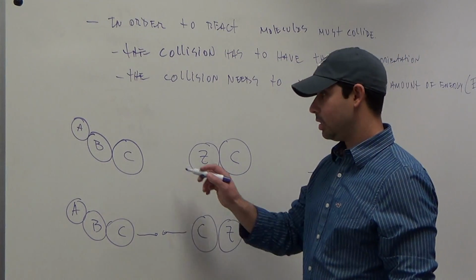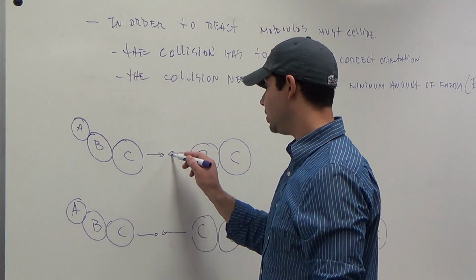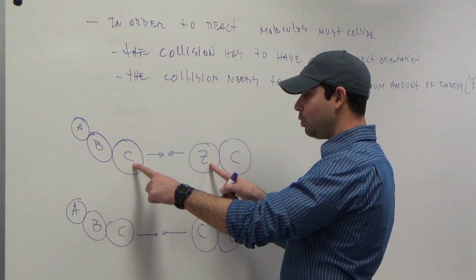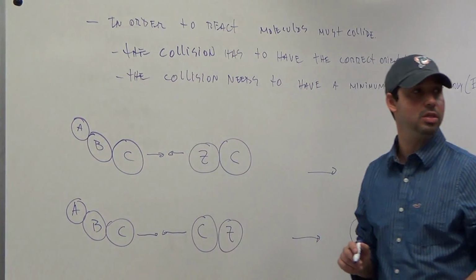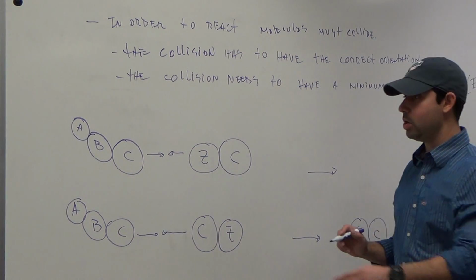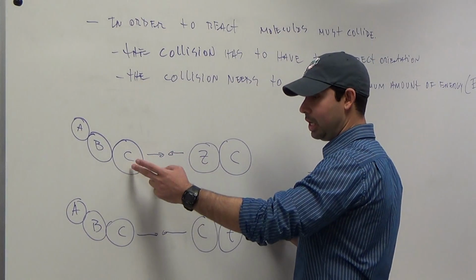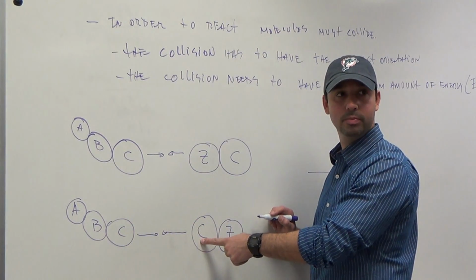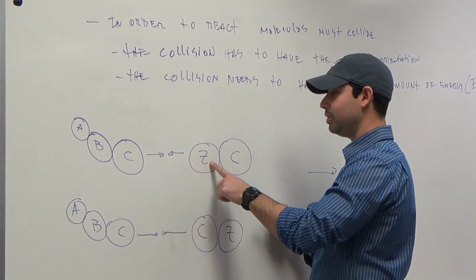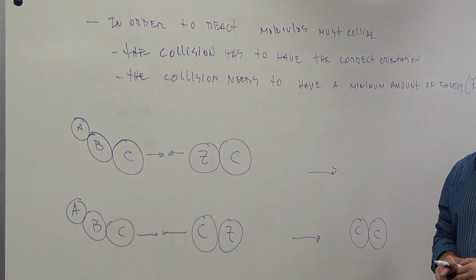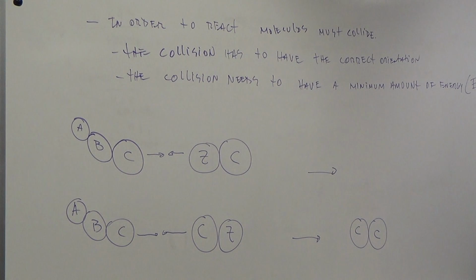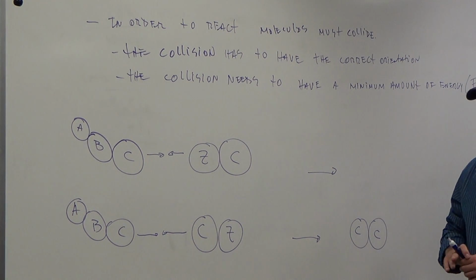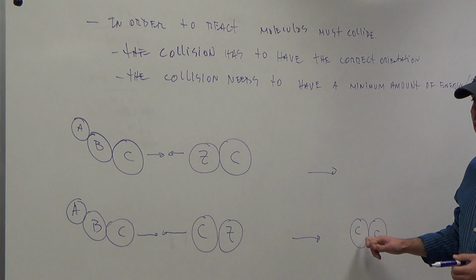And as this C approaches this Z and they collide with each other, do you get product CC? No. Because the collision needs to be the correct orientation. C needs to collide with C. Because if C collides with Z, it's not going to take place. That is in the incorrect orientation. Clear, yes or no?